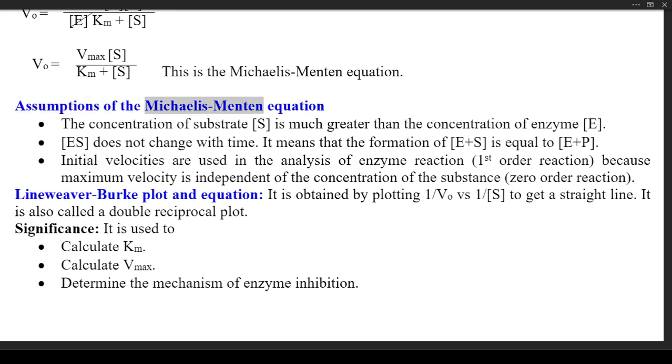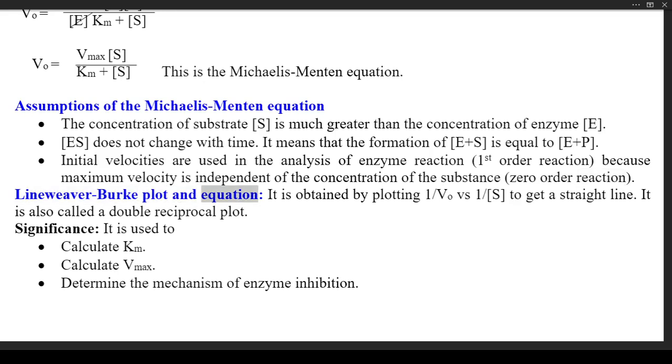Assumptions of the Michaelis-Menten equation. The concentration of substrate S is much greater than the concentration of enzyme E. ES does not change with time. It means that the formation of ES from E plus S is equal to its breakdown to E plus P. Initial velocities are used in the analysis of enzyme reactions. First-order reaction, because velocity depends on substrate concentration. Maximum velocity is independent of the concentration of the substrate, zero-order reaction.